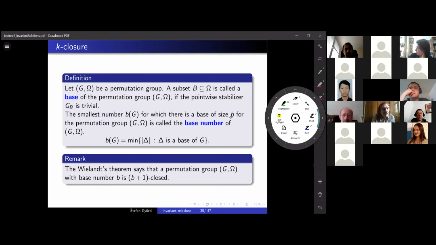Also, we have several different bases for permutation groups. If we are considering the size of a base, then it is interesting to find the smallest base, and this number for the smallest size of a base is called the base number of a permutation group. So the Valence theorem can be said in this terminology that if a permutation group G has base number B, then it is B plus 1 closed.